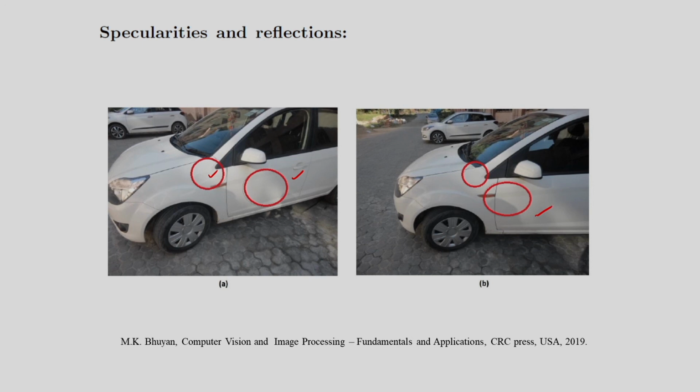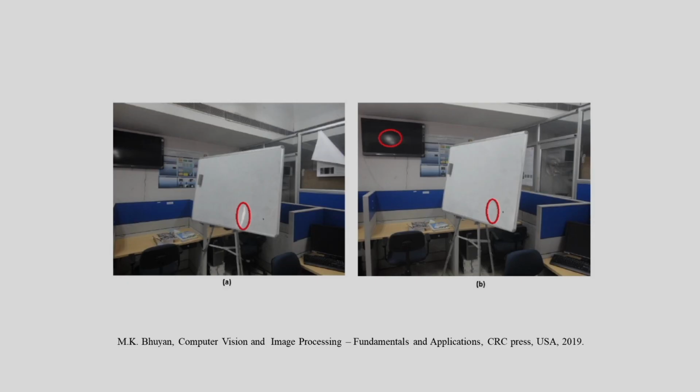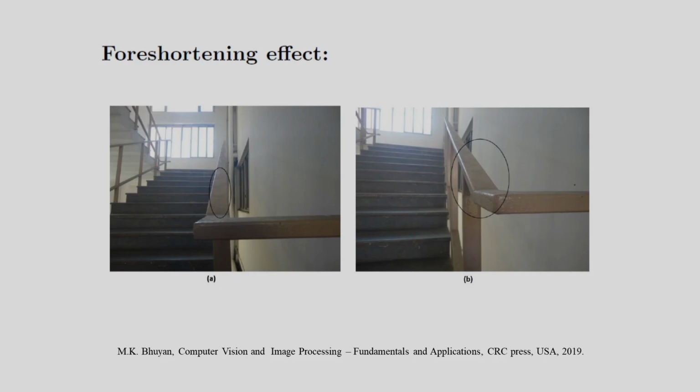Then in this case also it is very difficult to find the correspondence between the images. I am giving another example. Here you can see the specular surface. The specular surface is nothing but the mirror-like surface. So, a mirror-like surface is there, and in this case also it is very difficult to find the correspondence between the images.